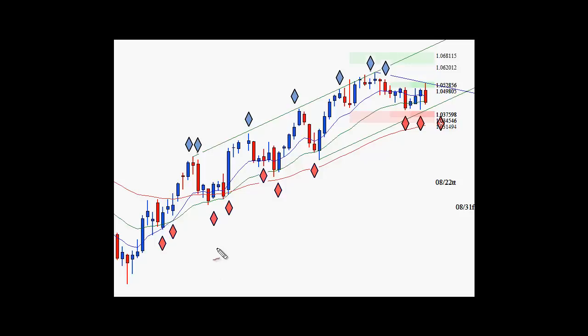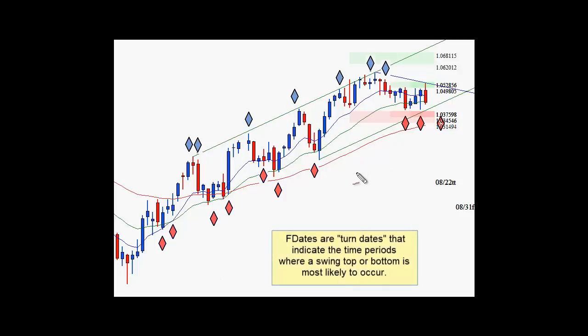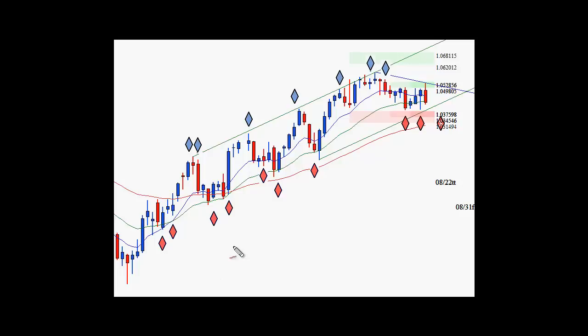I have plotted the actual F dates that have occurred in the Australian dollar of recent weeks on this chart with these diamonds. I've color coded the top diamonds blue, and I left the bottom ones in red. I plotted these up here as a means of reference, so that you can get an idea of which bars qualified as being inside an F date, and the rest of them did not qualify because they're outside of an F date. The simple approach is this.